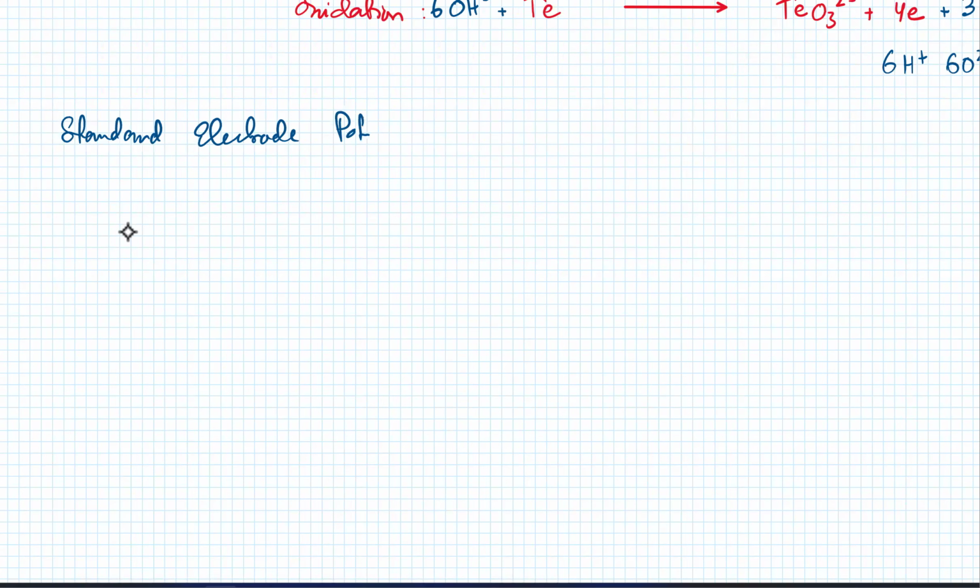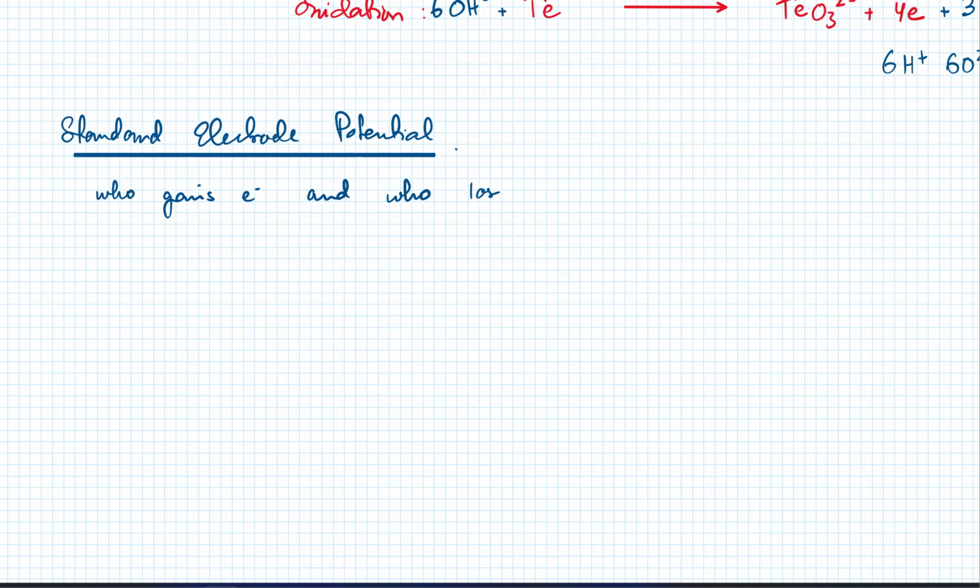So we're going to learn how to construct a redox equation from scratch. We're going to try and figure out who's going to gain electrons and who loses electrons. So we are the ones who are going to decide who gets oxidized, who gets reduced.